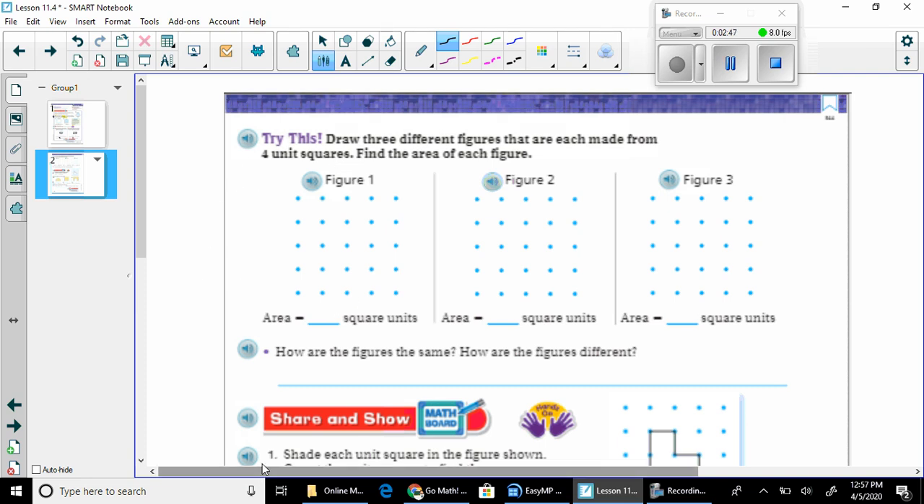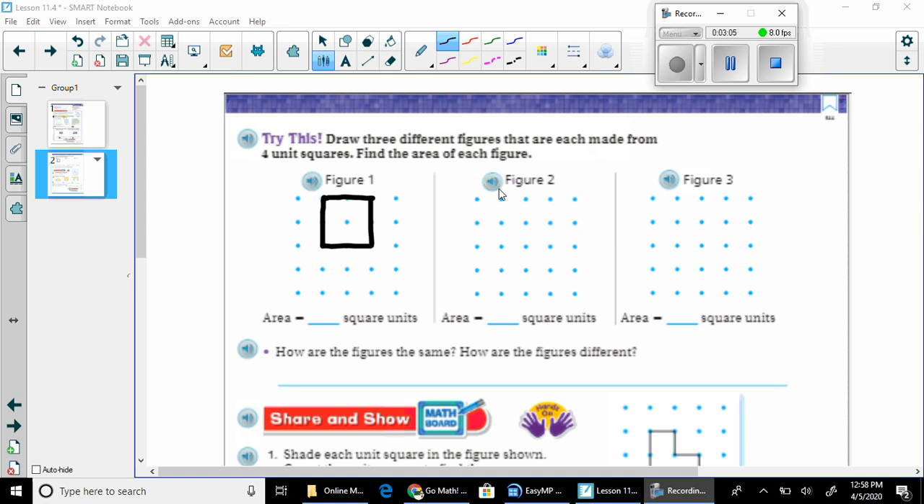So I'm going to go ahead and have you pause this video, and I would like you to just start with figure 1. I want you to go ahead and draw a figure of 4 unit squares, and then we will compare.